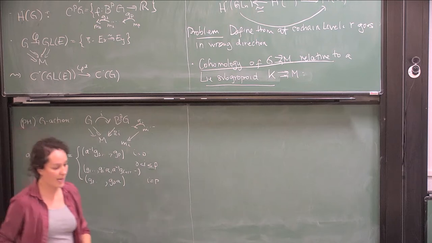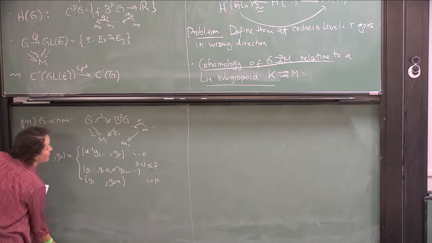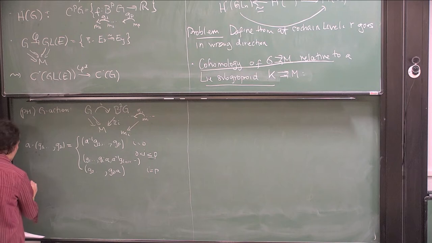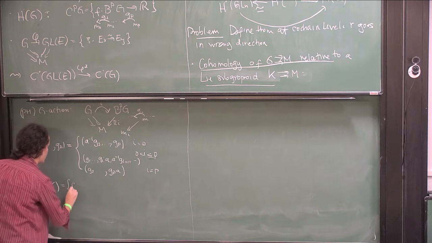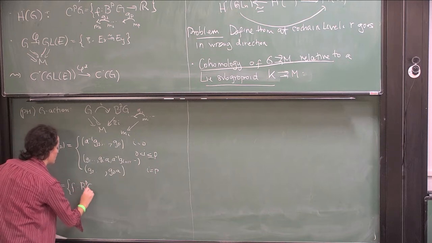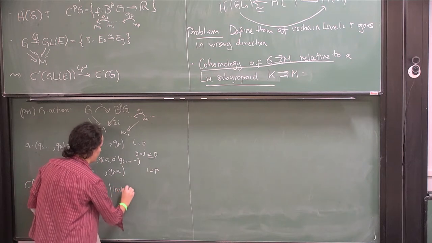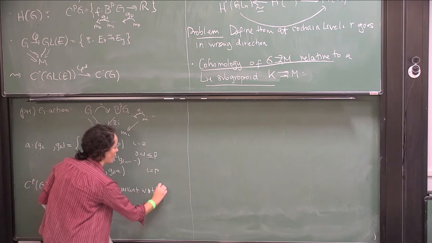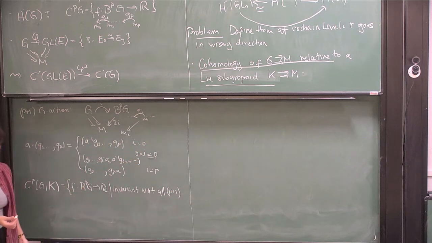Okay, so the subcomplex, right, which will define the cohomology relative to K, is given by this. So these are just cochains of G that are invariant with respect to all P plus 1 actions when you restrict them to K.